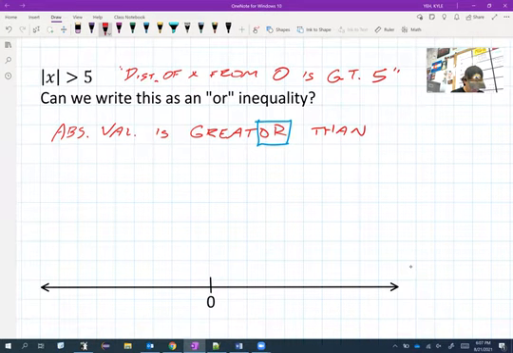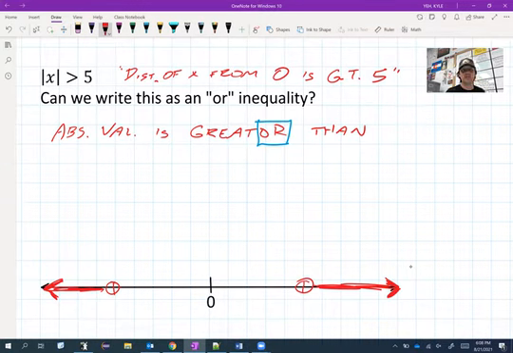So 2, 3, 4, 5. In your mind's eye, I'm hoping you can see that's saying we can only shade things that are greater than 5 units away from 0, further away than 5 units. And so there is our or inequality where we're, again, pointing outwards.